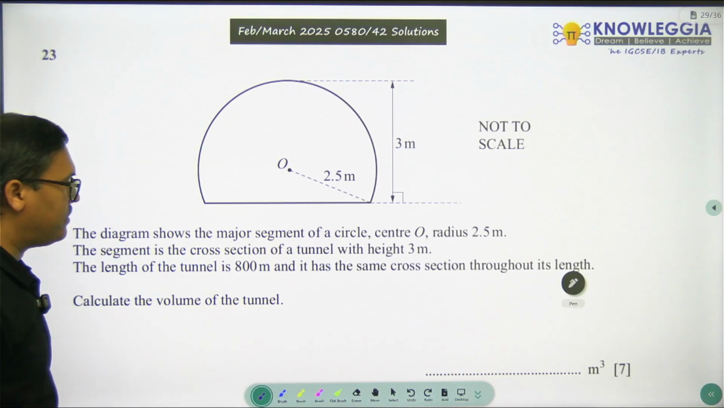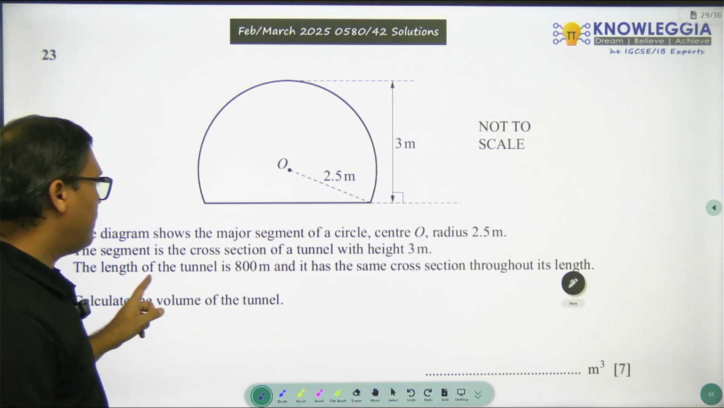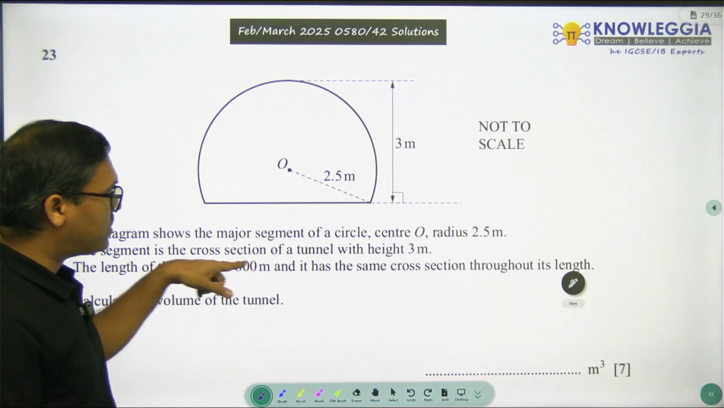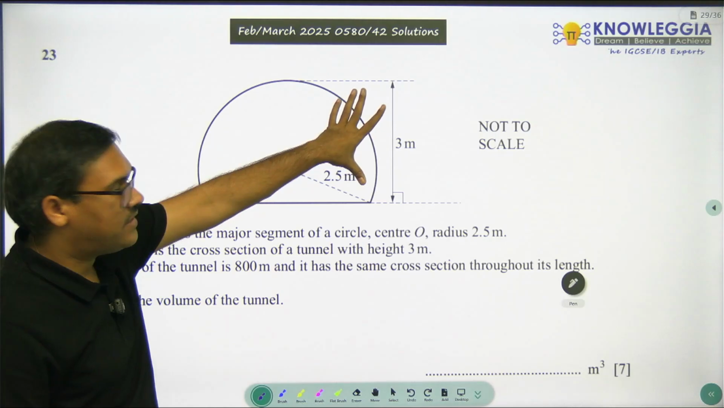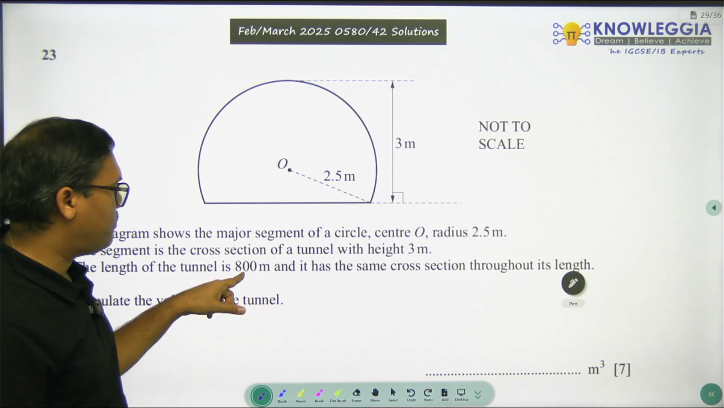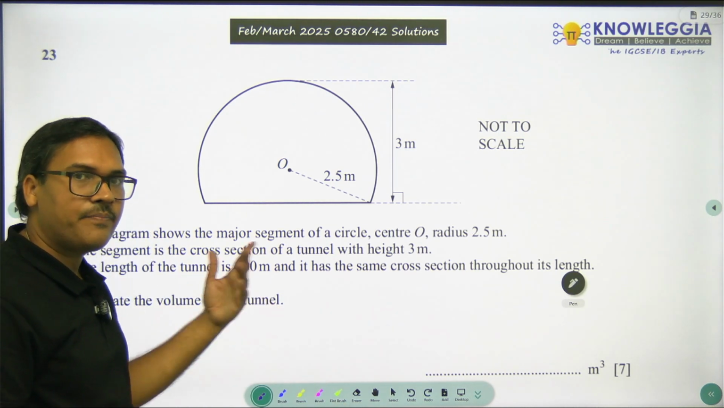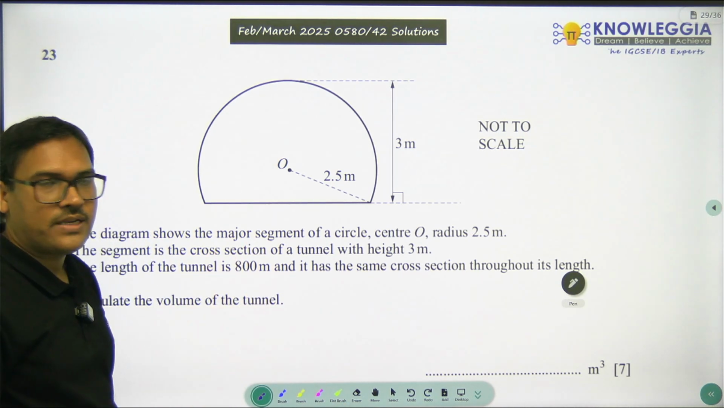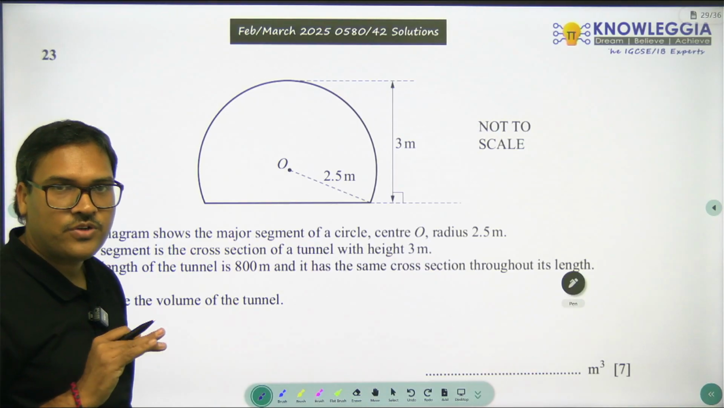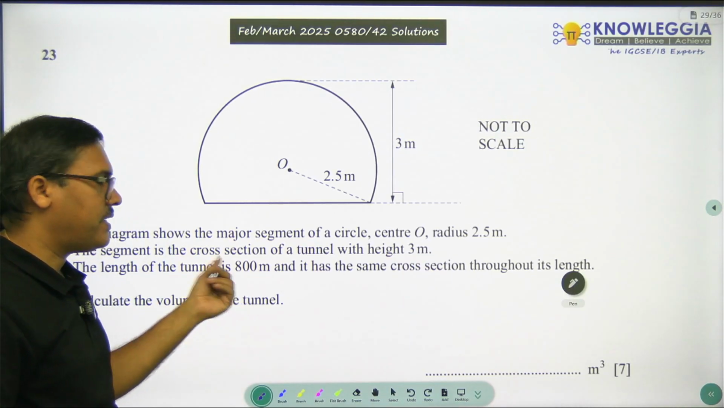So here we have a question. The diagram shows the major segment of the circle. Radius is 2.5. This is the cross section of a tunnel whose height is 3 meters. The length of the tunnel, that is depth, you can see the length is 800, and it has the same cross section throughout its length. That is, this is a prism. Find the volume of the tunnel. So for finding the volume, you have to find the cross section area into the depth. So what is the depth? It is 800.